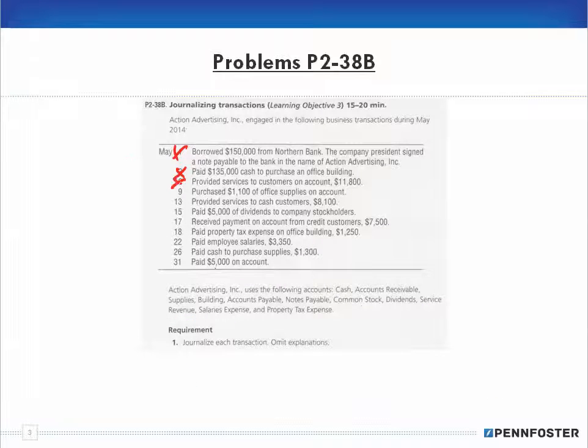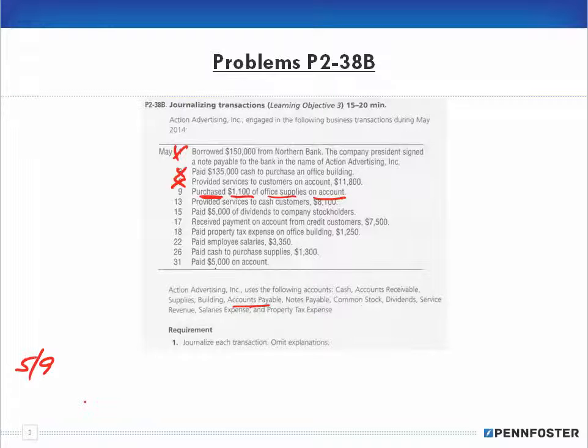Okay, next is 5-9. Purchased $1,100 of office supplies on account. So I'm asking myself, am I affecting cash? No. Why? Because I'm purchasing it on account. So am I affecting accounts receivable or payable? Yes. I'm affecting accounts payable because I'm purchasing. That means I owe somebody, right? It's a liability, and if I look at my liability accounts, it's accounts payable.